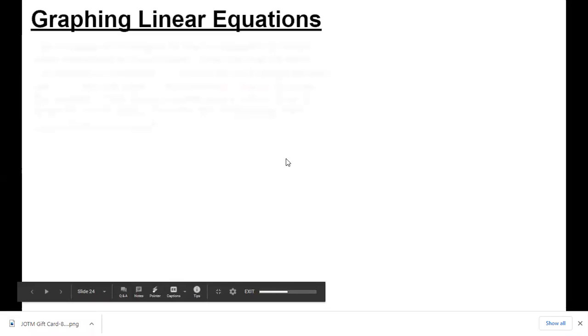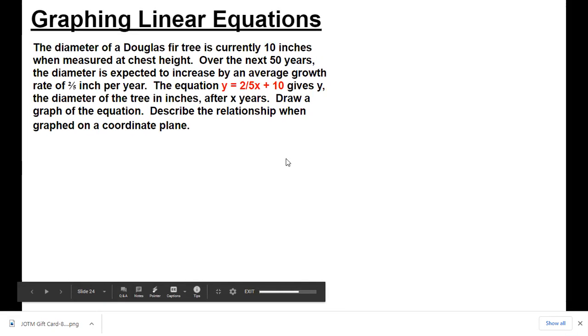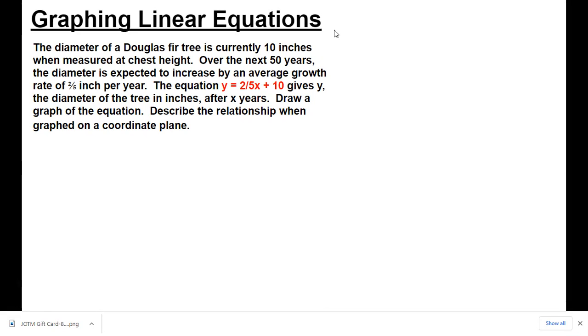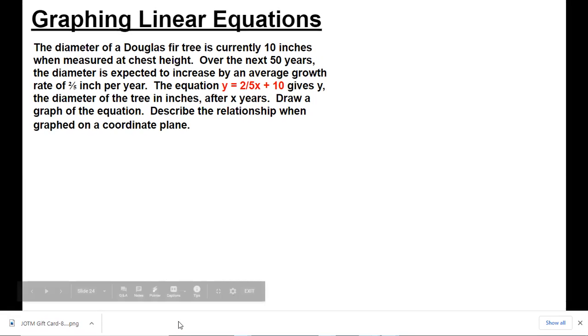Sorry about that. Okay. So the diameter of a Douglas fir tree is currently 10 inches when measured at chest height. Over the next 50 years, the diameter is expected to increase by an average growth rate of 2/5 inch per year. Equation y equals 2/5 x plus 10 gives y, the diameter of the tree in inches after x years. Draw a graph of the equation. Describe the relationship when graphed on a coordinate plane.